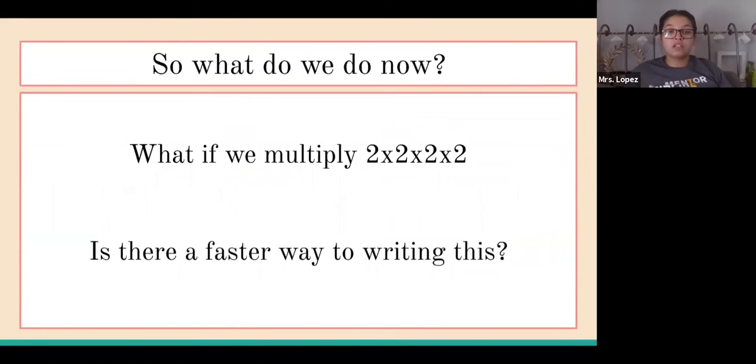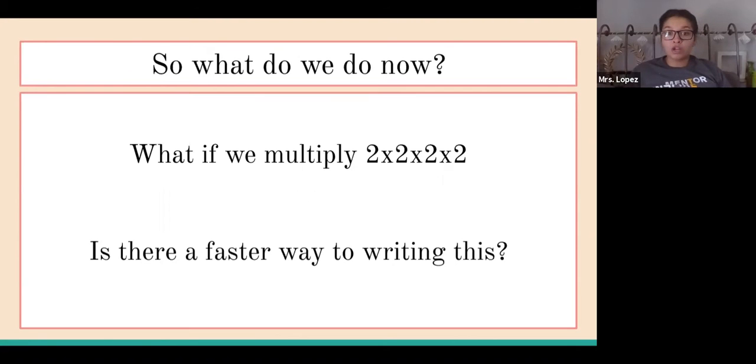So what do we do now? What if we multiply 2 times 2 times 2? If we multiply it out, it might take us really fast to just multiply four 2's, but what if we had 13 2's again? That would be way too much to write out 13 times and then way too much time to calculate. Is there a faster way of writing this? Your answer should be yes.